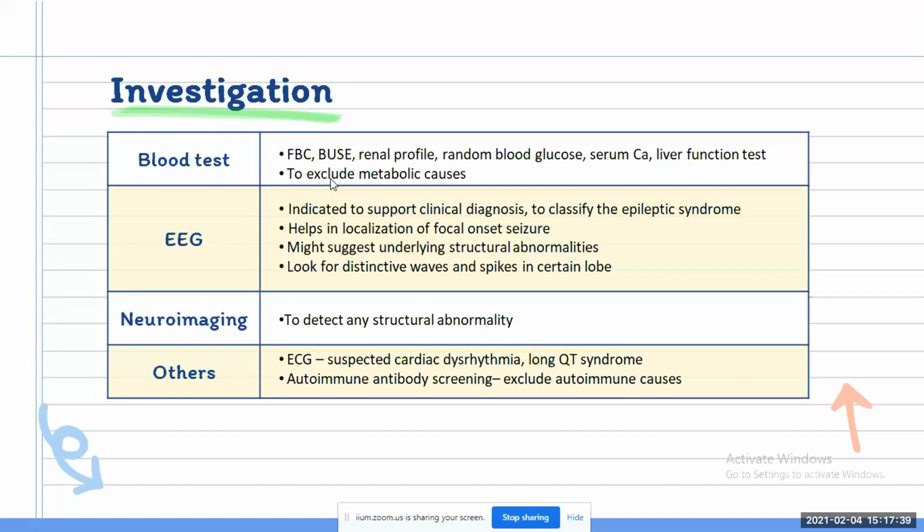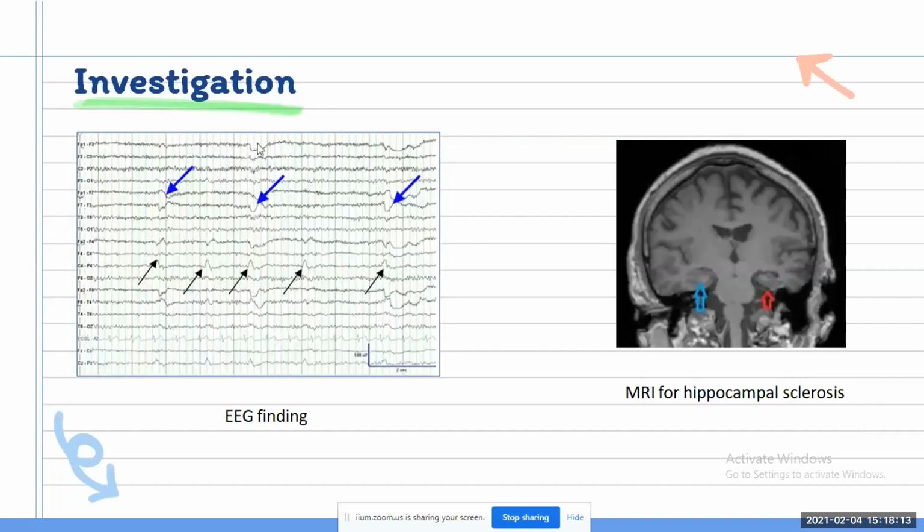Neuroimaging like CT scan and MRI we can do to detect any structural abnormalities. For the others, we can do the ECG if we suspect cardiac dysrhythmia or long QT syndrome. Long QT syndrome can mimic the seizure presentation, but it is not a true seizure. Or we can do autoimmune antibody screening to exclude autoimmune causes like anti-NMDA, like I have mentioned just now.